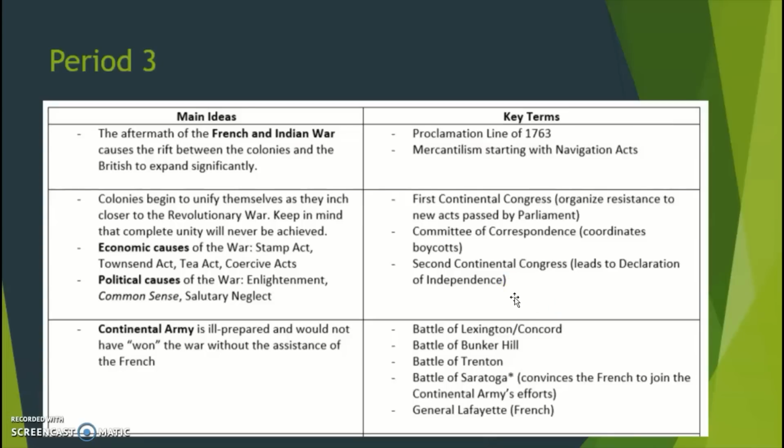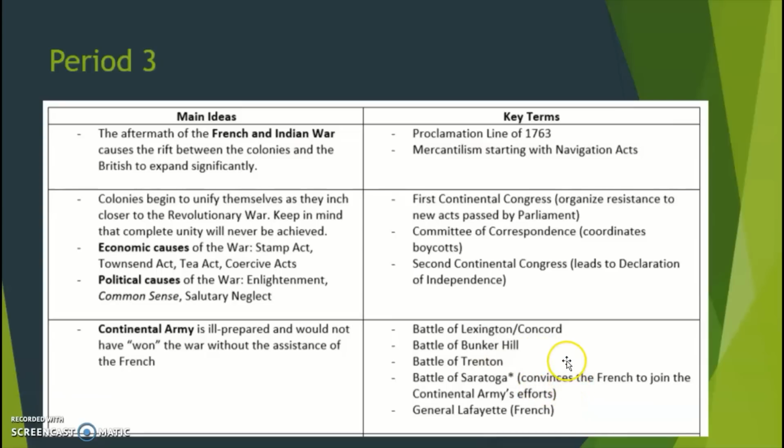So once war is declared, our ill-prepared Continental Army is going to try to come together. It's a ragtag group of people essentially going up against one of the most important and strongest armies in the world. And early on, you have the skirmishes at Lexington and Concord. You have a small moral victory at Bunker Hill. Trenton with George Washington surprising the Hessian soldiers on Christmas. And then the Battle of Saratoga.